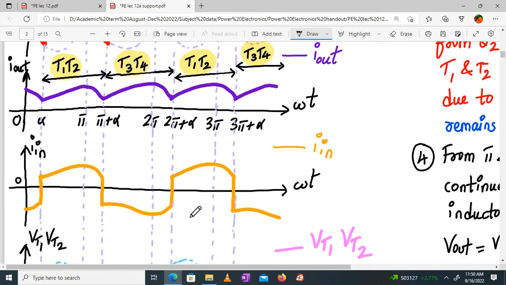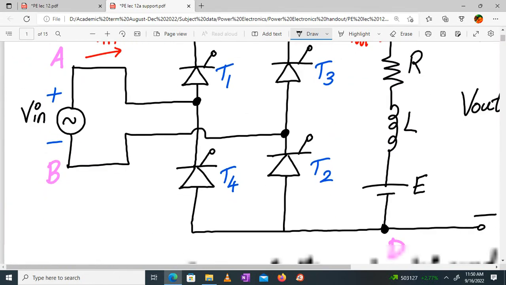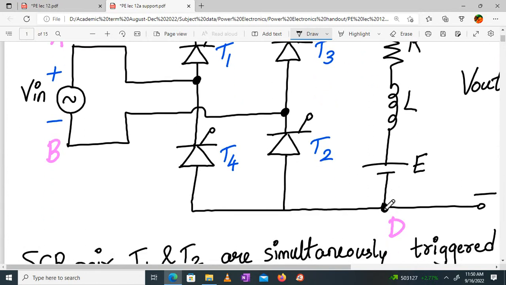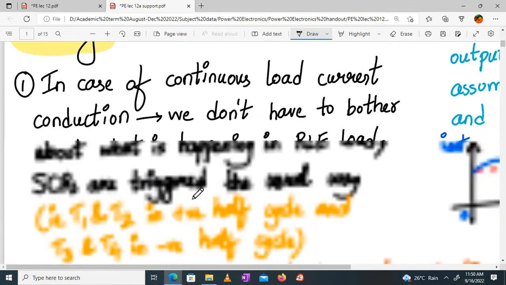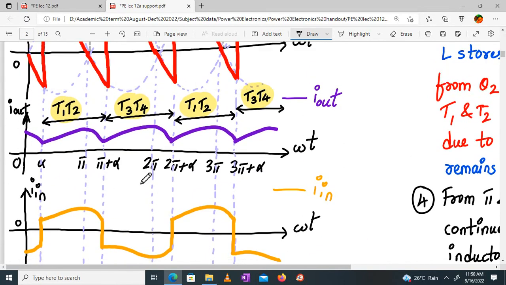And why have I drawn the input source current like this? Because only during the positive half cycle, when T1 and T2 are forward biased or on, the input current will be equal to the output current. But as soon as you go into the negative half cycle, what will be the current direction? It will be B, T3, C, RLE load, D, T4 and A. So the input current is reversing in direction, but the output current is in the same direction. That's why over here I in is in the reverse direction. Nature same hai, but reverse direction mein.